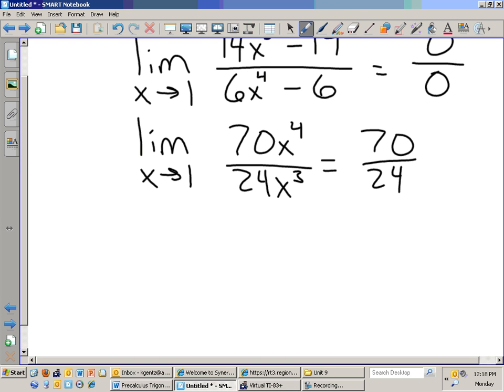Because if you notice, Aaron and Ashley and Claire, we tried this the other day, didn't we? And we got 280 x to the 3rd over 72 x squared. And we worked it all the way down, but it no longer works. Okay. So, does that clarify any questions with L'Hopital's rule? Yeah.